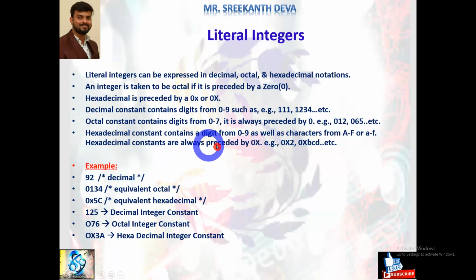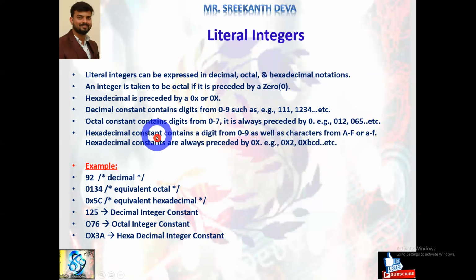A hexadecimal constant contains digits from 0 to 9 as well as characters from capital A to F or small a to f. Actual numbers are 0 to 9. From 10 onward they are treated as A is 10, B is 11, C is 12, D is 13, E is 14, F is 15.